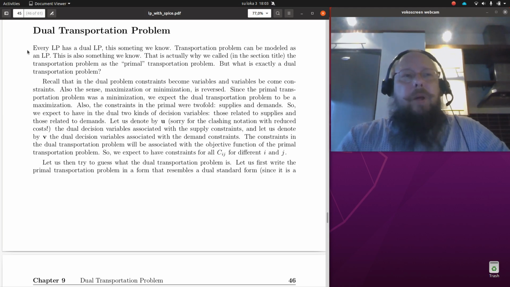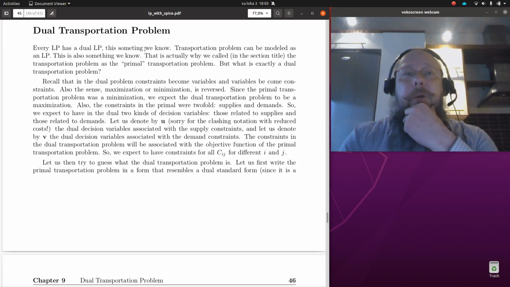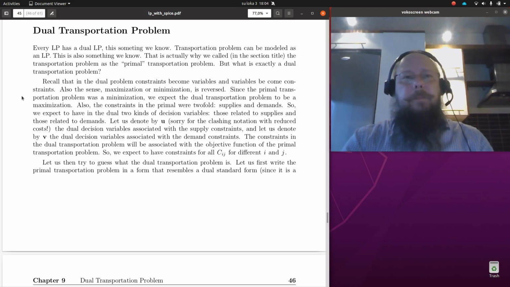But let's try to think about the dual transportation problem. So far we know that every LP has a dual LP, and the transportation problem can be modeled as an LP. This is something that we know already. And that's actually why we called the transportation problem a primal transportation problem in the previous section. But what exactly is a dual transportation problem?